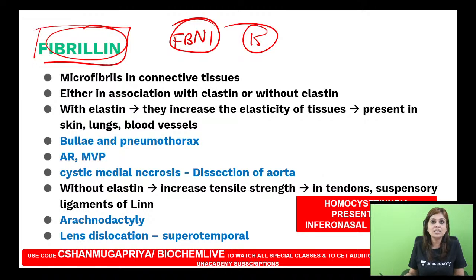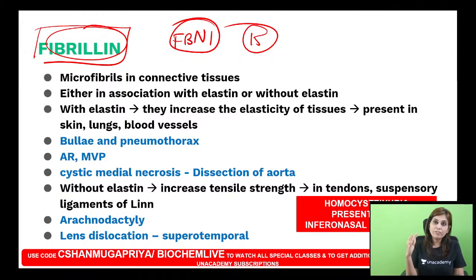In association with elastin, it supports elasticity of tissues, particularly in skin. It supports elasticity of lungs. It supports elasticity of blood vessels. That is why in Marfan syndrome you find bullae and pneumothorax. And when blood vessels are dilated, it causes aortic regurgitation and mitral valve prolapse.